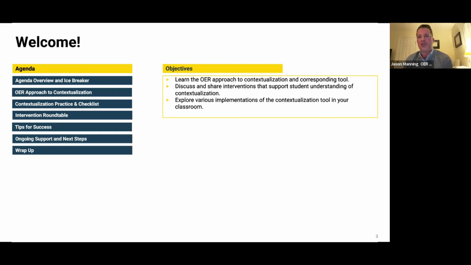Just a quick agenda and some objectives for this evening. You can see the agenda there on the left. We're going through our overview and icebreaker now. We're going to talk a little bit about the approach to contextualization. Again, when we hit the breakout rooms, we're going to practice and look at some of the resources that can be found on the OER project website. We're going to talk about tips and how to engage with other teachers in what is called the OER project community, which supports anything that you're doing here. And we'll wrap up after we go through all of that.